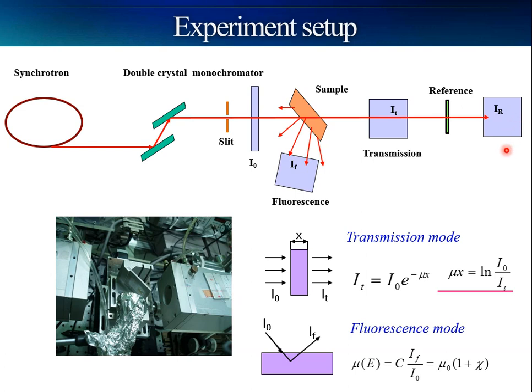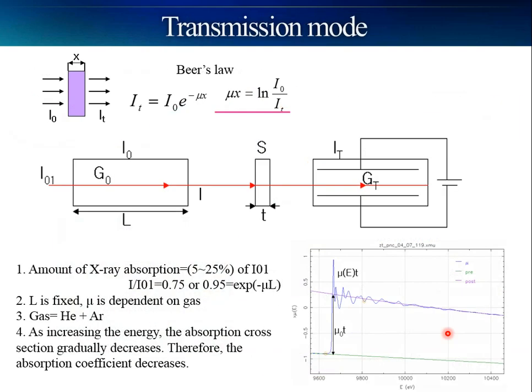From now on, I'm describing transmission mode and fluorescence mode in detail. First, to address the transmission mode, look at this figure. This is the sample with thickness x. The intensities of the incident X-ray and transmitted X-ray are I naught and I t respectively. By Beer's law, the transmission intensity equals I naught exponential minus mu x, where mu is the absorption coefficient.